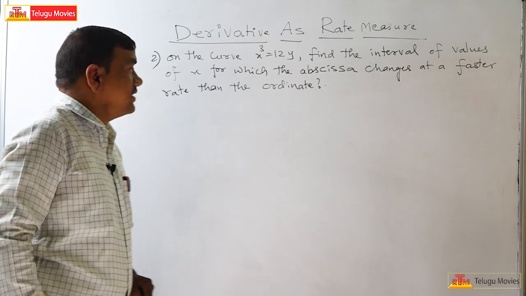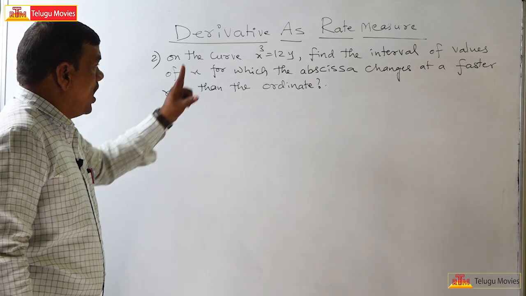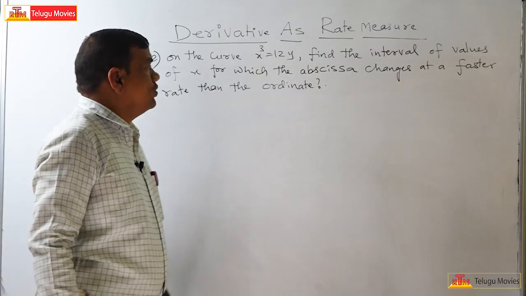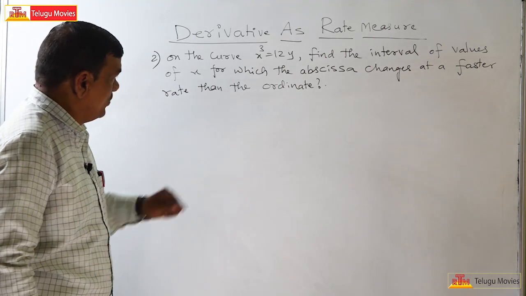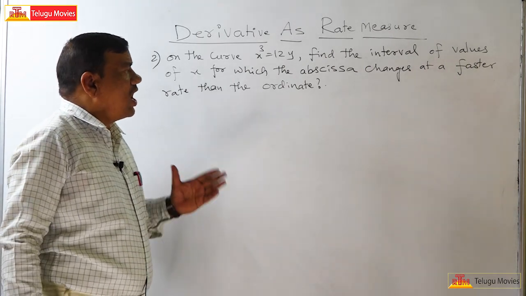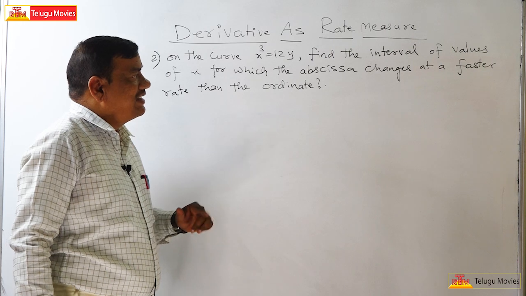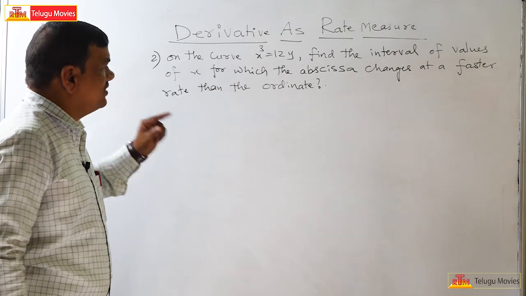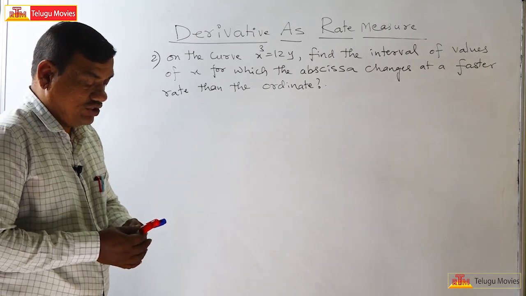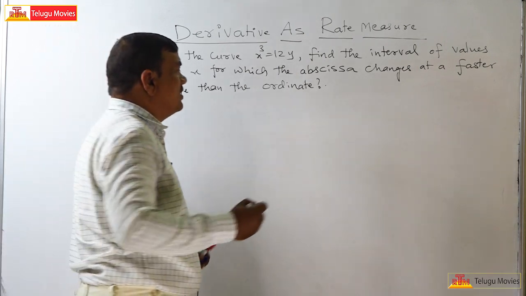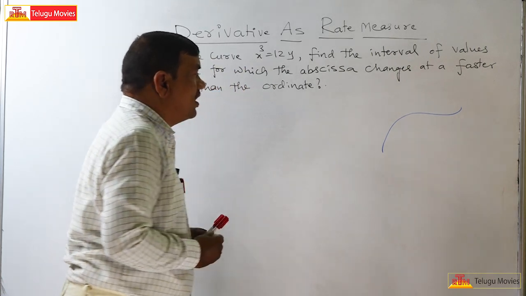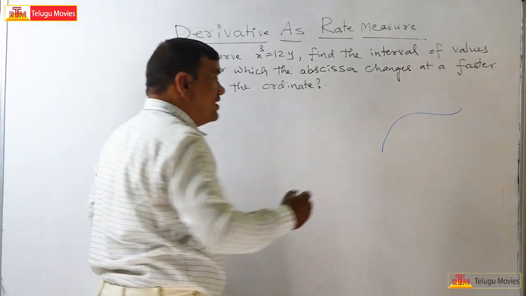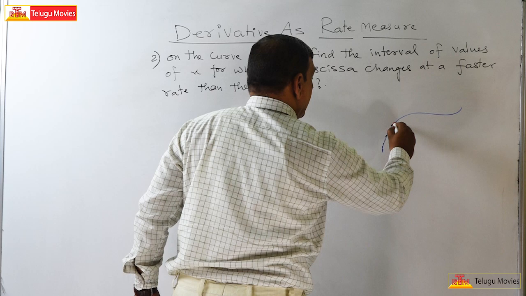Welcome to this second problem. On the curve x cube is equal to 12y, find the interval of values of x for which the abscissa changes at a faster rate than the ordinate. That means what? There is a curve like this. On the curve, there are infinite number of points. There is a particle moving like this.